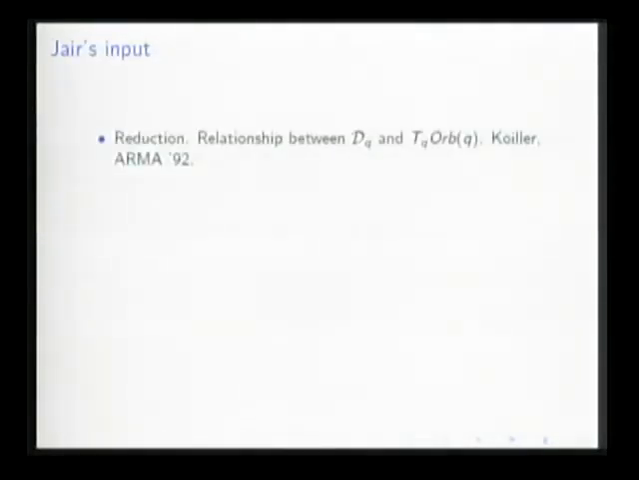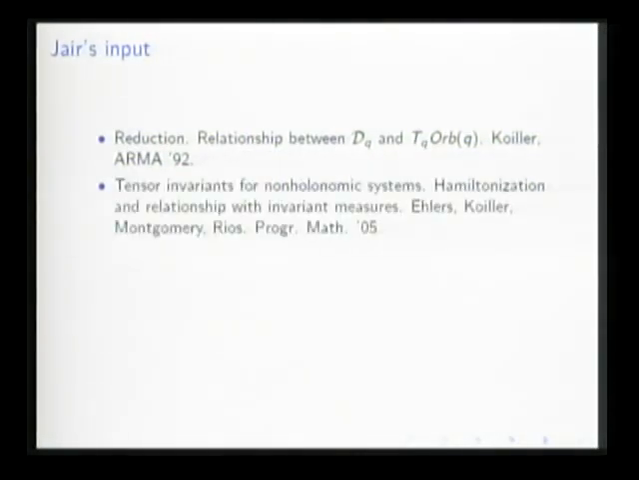So to end up, I want to make a slide about Jair's input on our problem, because I think that many of Jair's works on non-holonomic mechanics have been useful for us to arrive at this. So first thing that I'd like to mention is Jair's work on reduction. So in his paper from '92, he started talking about the relationship between the constraint distribution and the tangent space to the orbit. So when I was talking about directions that are compatible with the constraints or not, I'm really talking about this thing that was pointed out a long time ago by Jair.